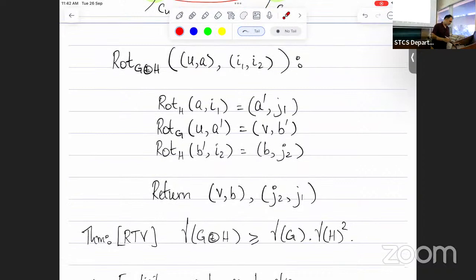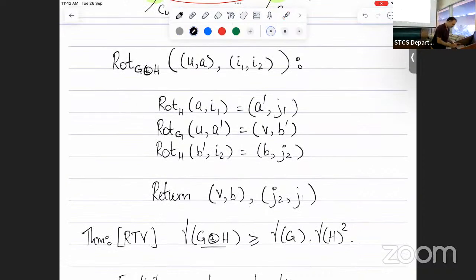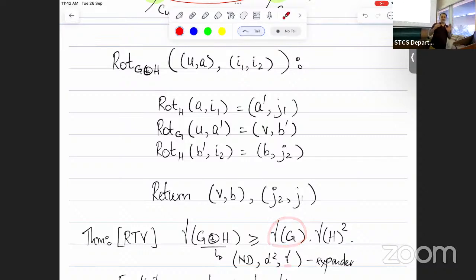And the key point was that this graph is now an (ND, D squared, some gamma) graph. So in some sense, compared to gamma of G, the new gamma is a little smaller by a factor of gamma H to the whole squared. But the key gain is that the degree has now become small, D squared. We have massively reduced the degree in the process.